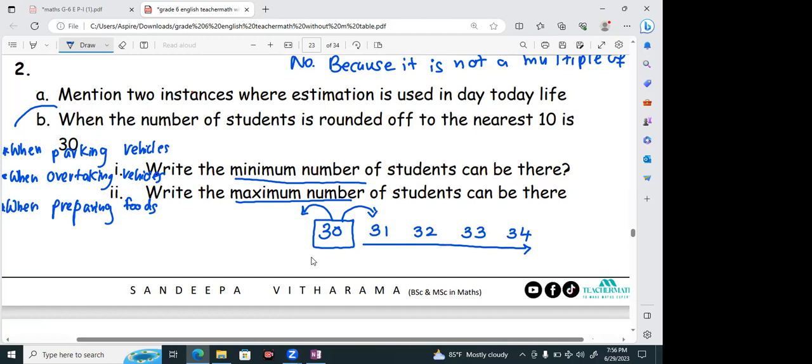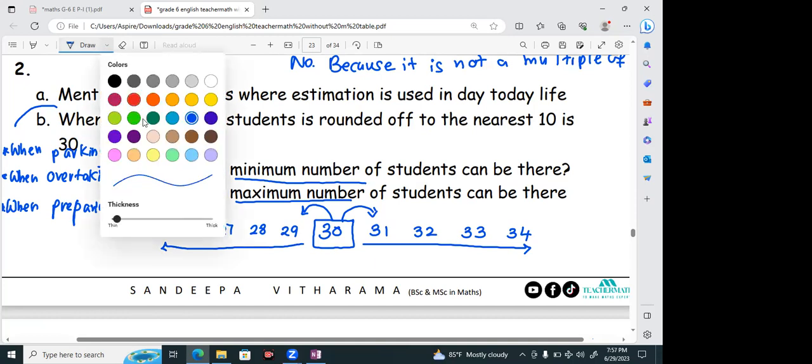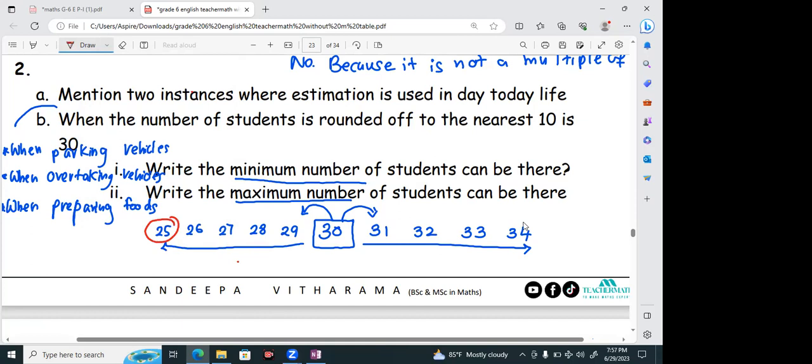that can be there to obtain the 30 after rounding off to the nearest 10. Then before 30, it is 29, 28, 27, 26 and 25. Okay, these are the numbers before 30. Always write 4 numbers after the given number and 5 numbers before the given number. Then out of these, what is the minimum and what is the maximum? Minimum is 25 and maximum is 34. Okay, these are the answers.